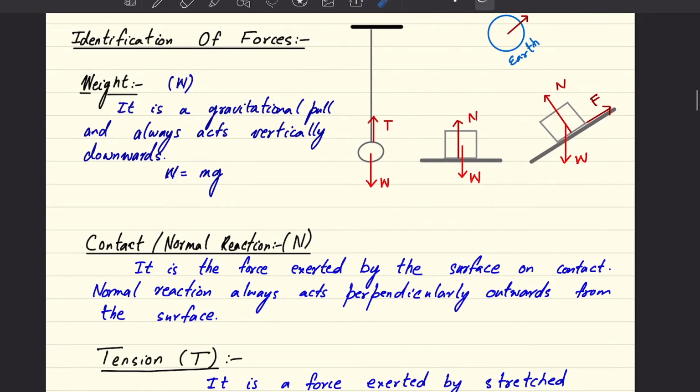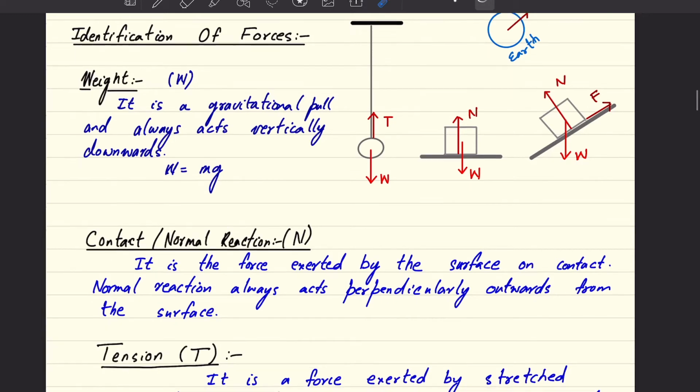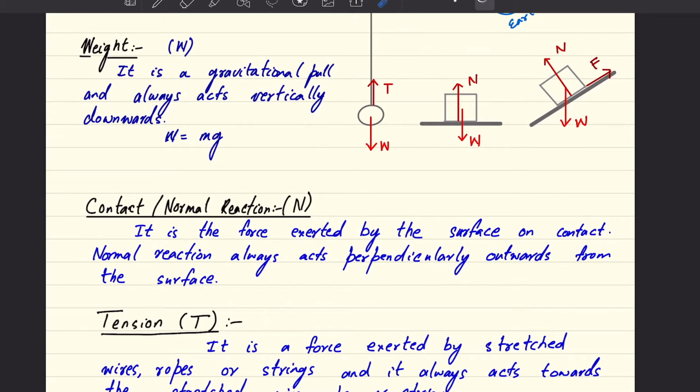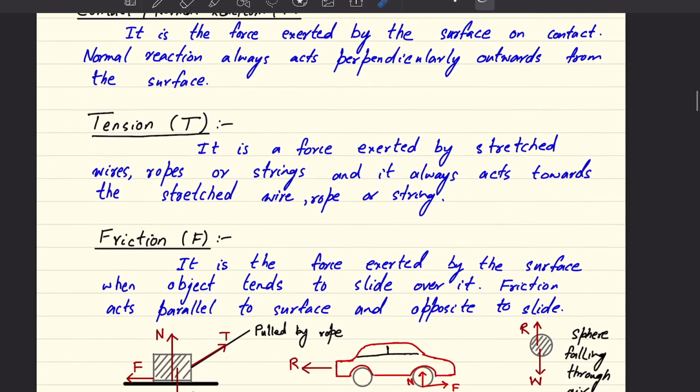Then the other force that you must be able to identify is the tension force. Tension force is a pulling force which exists in strings, ropes, or wires when they are stretched. So if a wire is stretched or a string is stretched, it is a pulling force. So it acts away from the object and always towards the string. This is called the tension force.